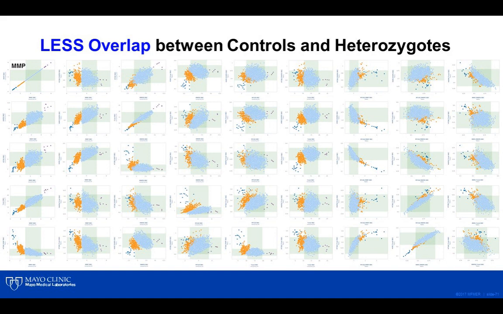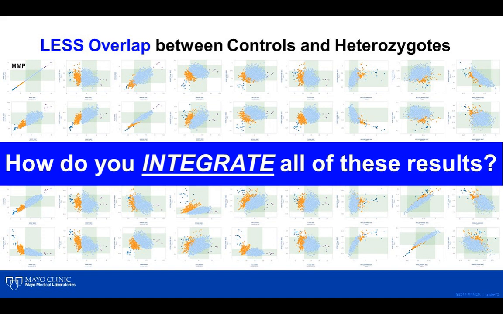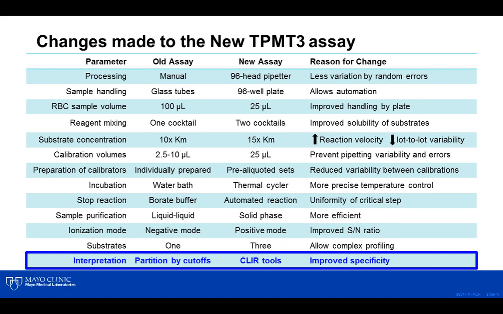That is great, of course, but how could these complex patterns be integrated and interpreted? This is where clear tools become relevant to deliver enhanced clinical utility by improving specificity, by setting a goal of substantial reduction of unnecessary low normal results.